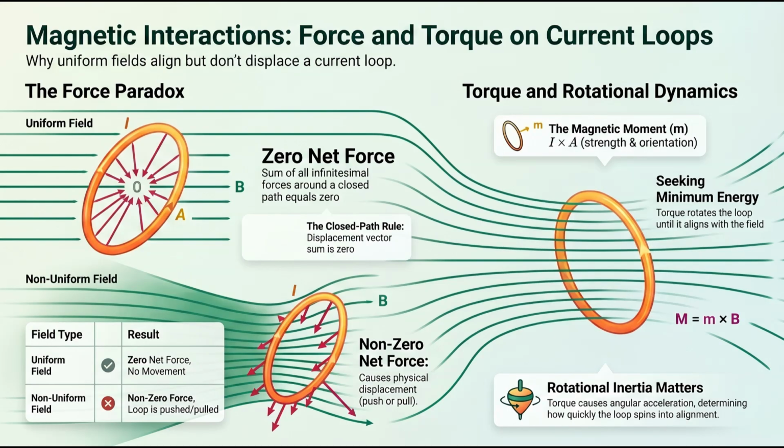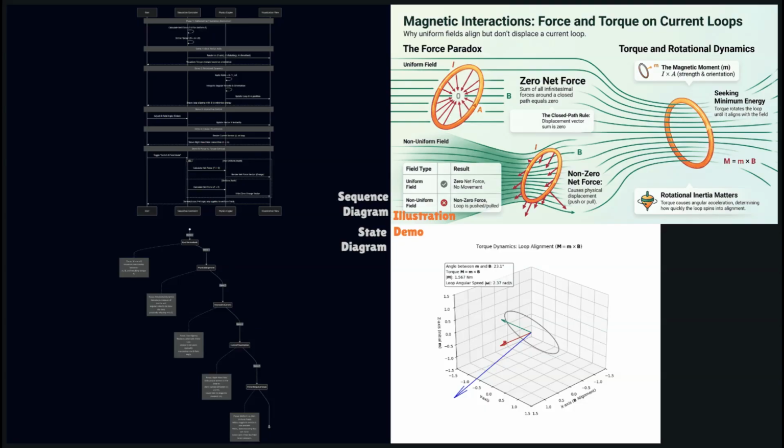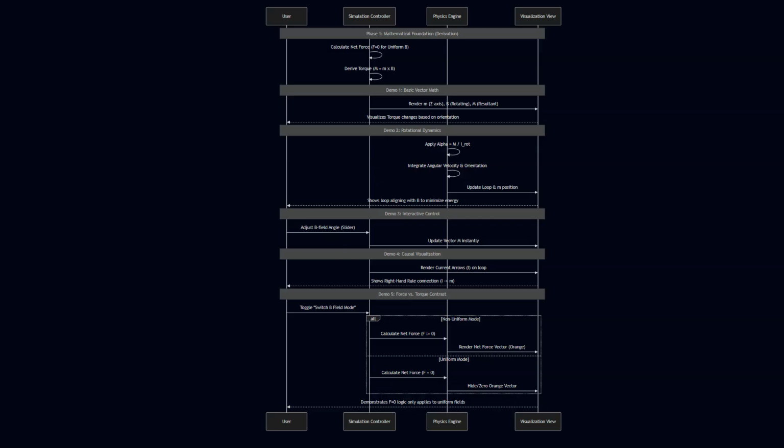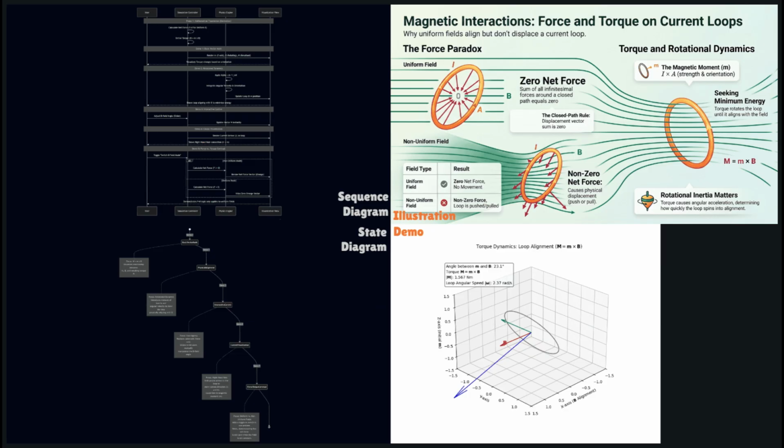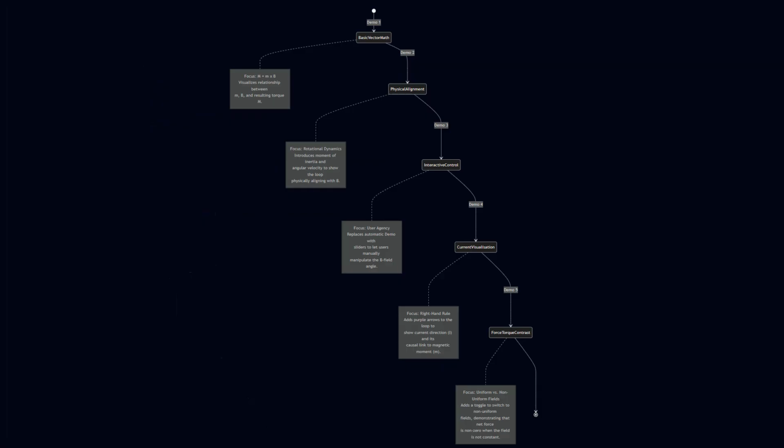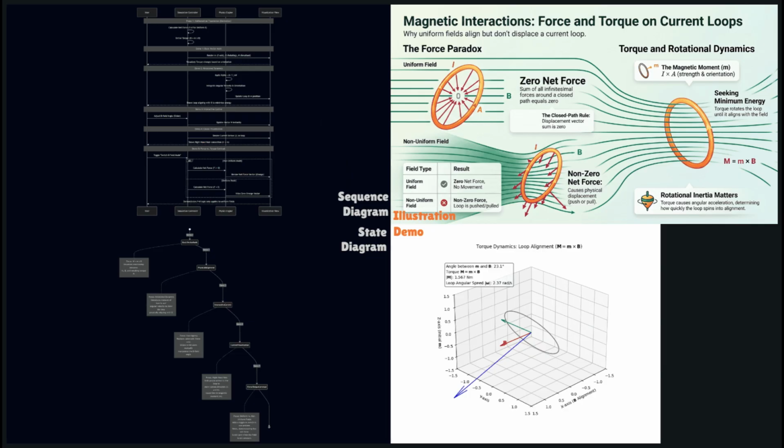The evolution of the state. From effect to cause. The state diagram categorizes the conceptual growth of the project, moving through stages of increasing depth that reflect the derivation's core insights. It marks the shift from abstract observation, simply seeing a torque arrow, to physical manifestation, where the loop physically twists toward the magnetic field to minimize its stored energy.